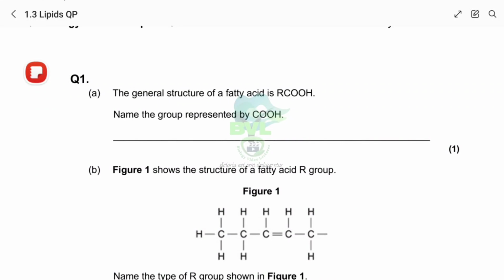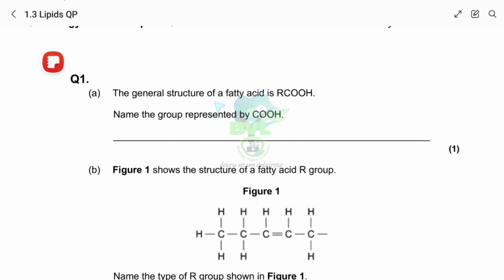So we'll move on to lipids as another biological molecule. As I would normally advise, pause the video first to see if you can answer the question, and afterwards you play this. The floating part is the answer to this question.